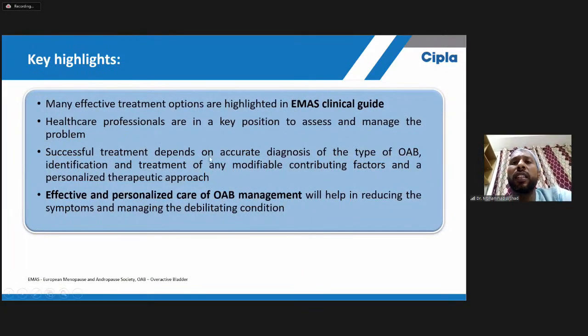This is the EMS guideline. They suggest that healthcare providers should know what they are treating, and successful treatment of overactive bladder syndrome depends upon accurate diagnosis, along with treating the causes and contributing factors for the overactive symptoms, and also treating the comorbid disease which is present. Effective and personalized care should be given in overactive bladder management to increase efficacy.